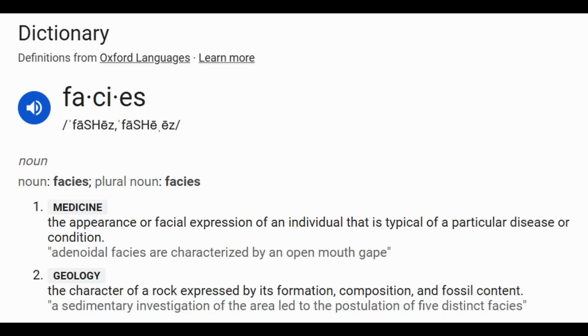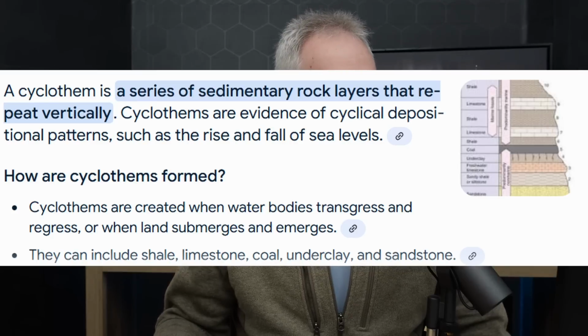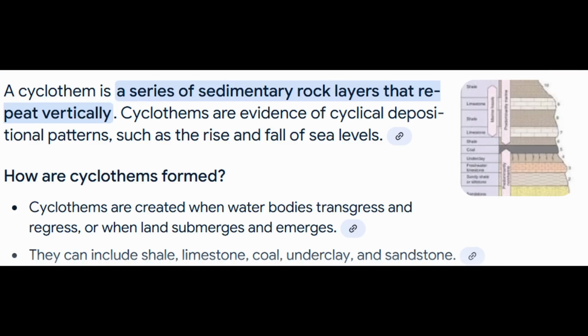And these are called facies. And facies in geology is the character of a rock expressed by its formation, composition, and fossil content. And you can have these formations be cyclical because the ocean level can rise or recede. And so in a given area where you used to have, say, limestone, if you have the ocean recede, you could get shale or sandstone deposited on top of it. And this is what you get throughout the Midwest and other parts of the country where you have these layers of shale, limestone, shale, coal, and so on. And that's called a cyclothem, which is just a series of sedimentary rock layers that repeat vertically.